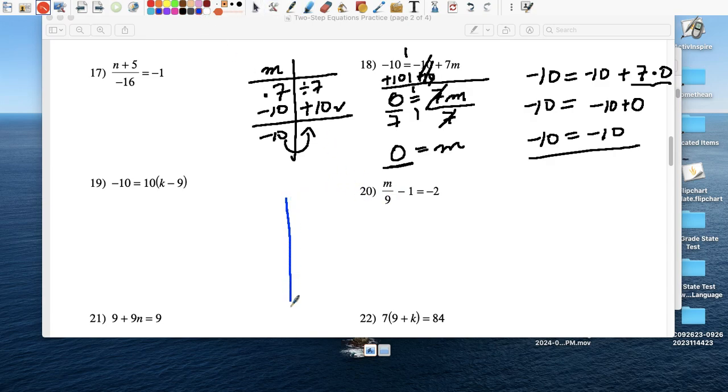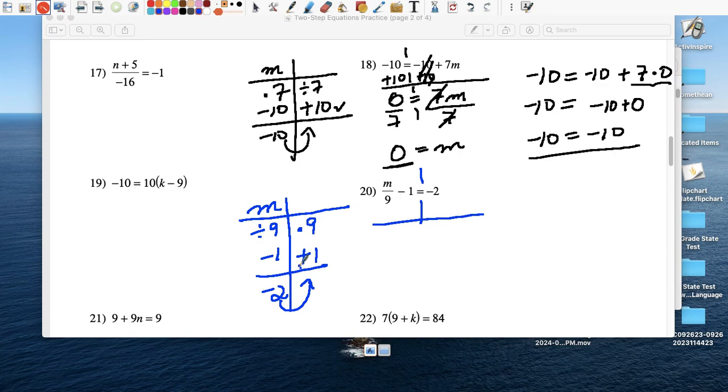Next one. M is the number I started with. I divided by 9, and then I'm subtracting 1, and that gave me -2. So what did I start with? Well, inverse operation, instead of -1, I'm going to add 1. Instead of divide by 9, I'm going to multiply by 9. So those two will help me find the value of m. Line in the middle, so the first thing we do is add 1, right? So +1 right under the -1, and then +1 under the -2 there.